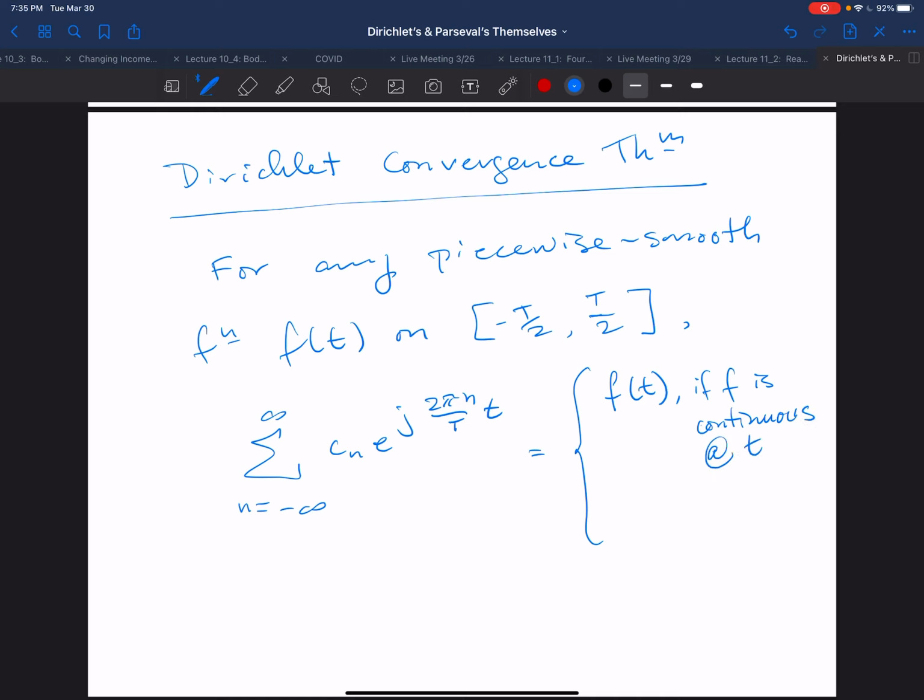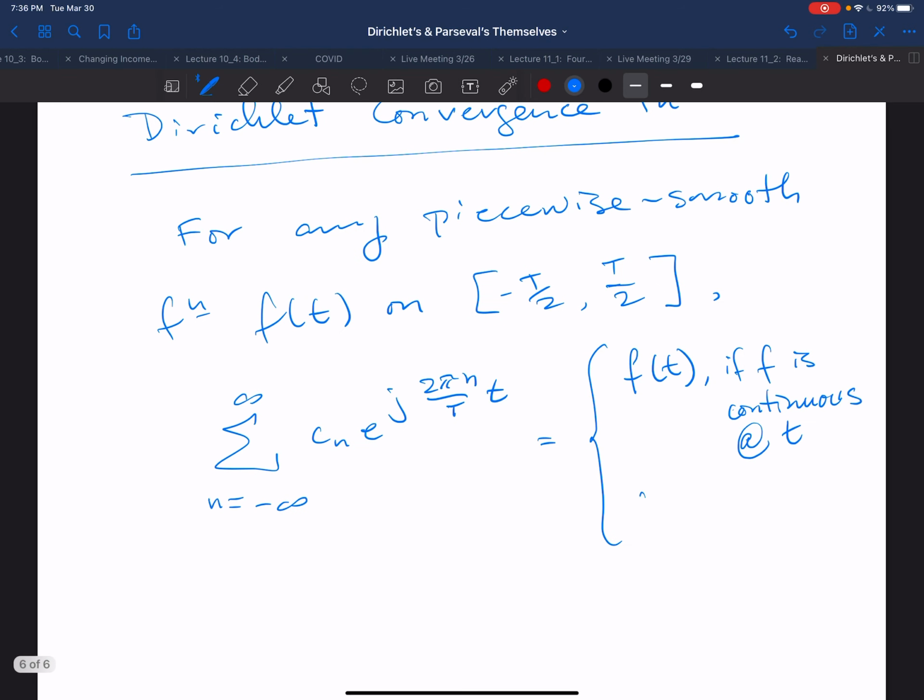Value of t. And of course, for piecewise smooth functions in a given finite interval, you have only a finite number of discontinuities. So almost everywhere, it converges exactly to f of t. The only remaining question is what happens at discontinuities. So what happens, for instance, at the jumps in the square wave?